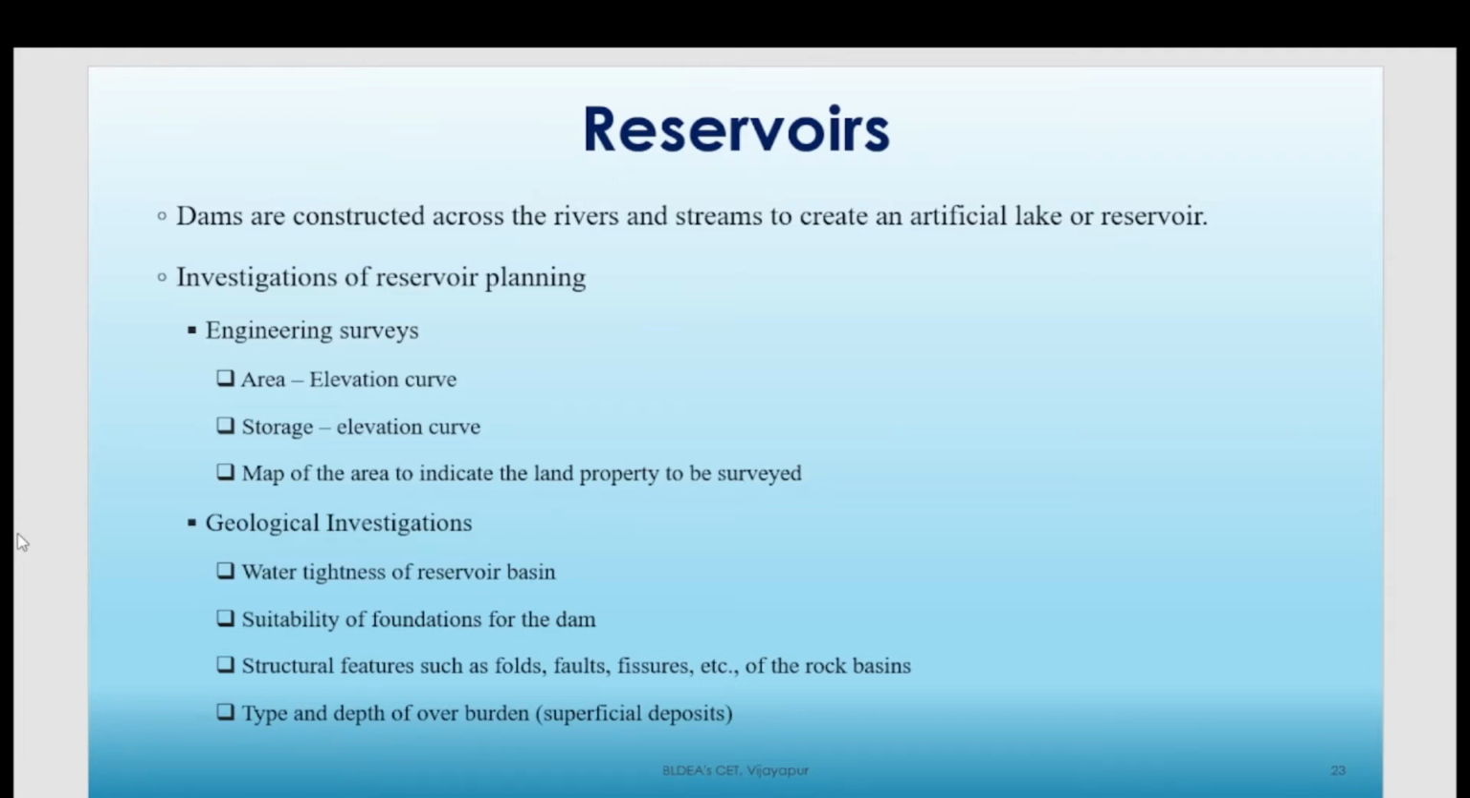But what is a reservoir? A reservoir basically includes all the components, from the dam to the spillway to the canal structure and everything, and the water that is stored on the upstream side. This entire scheme or this entire project will be called a reservoir.